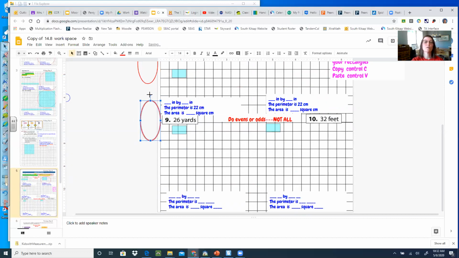So I'm going to rotate this so that I know I did number 9. Let's see, can I grab my square that's under there? No, I covered my square up. Okay, let me grab this guy first. And then I'll bring that back down. Okay, 26 yards. So half of 26 is 13. I need 2 numbers that add to 13. How about a 1 by 12?